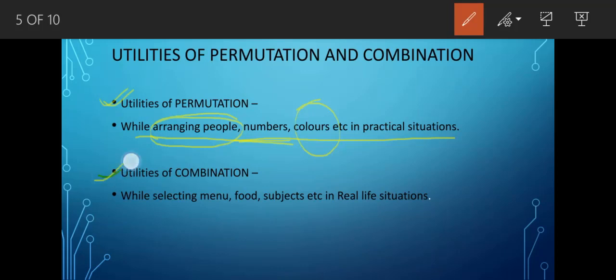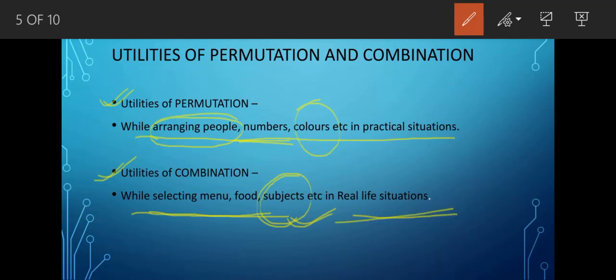After that, let us come towards the utilities of combination. While going to a restaurant or anywhere where you get food, we often find ourselves selecting the menu, then foods, etc. Again, we often find students in colleges, schools, universities selecting subject combinations. I already put forward an example on a combination of subjects. So these are the real life situations where we find utilities of permutation and combination.